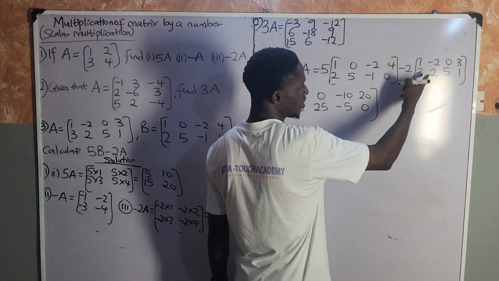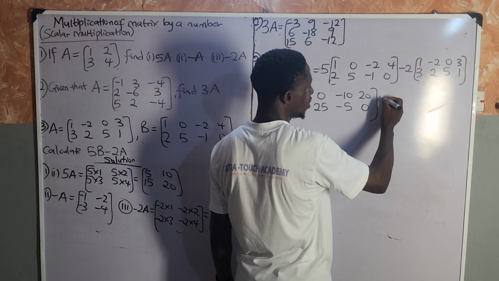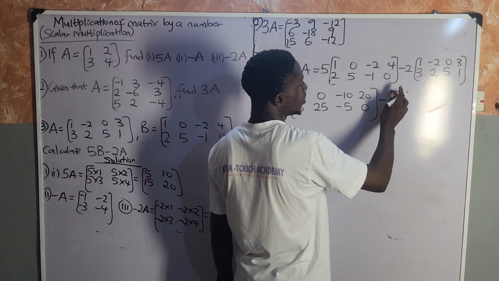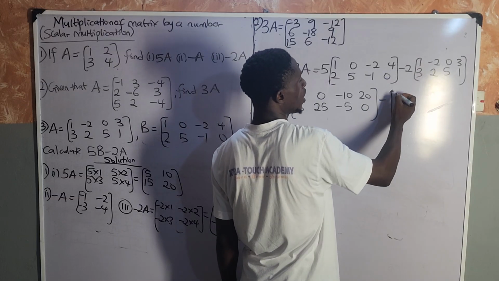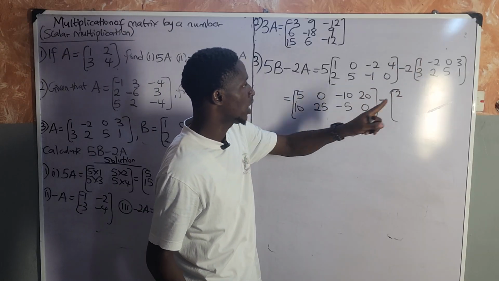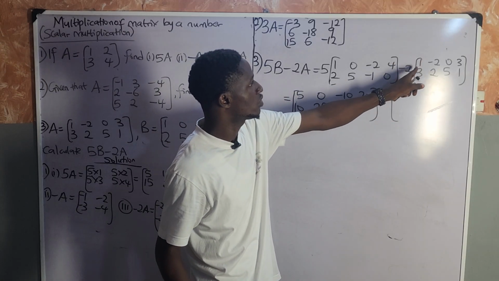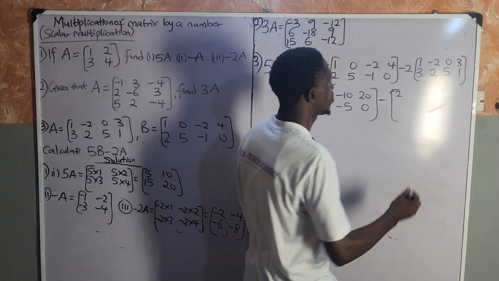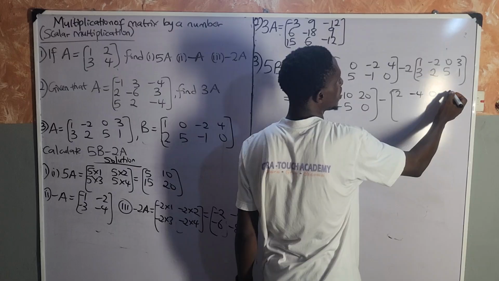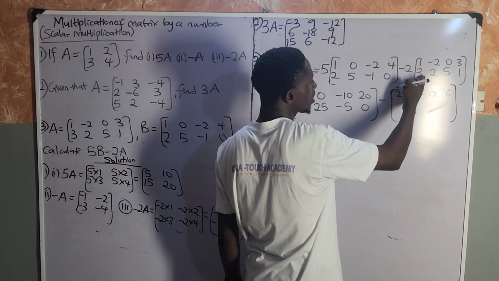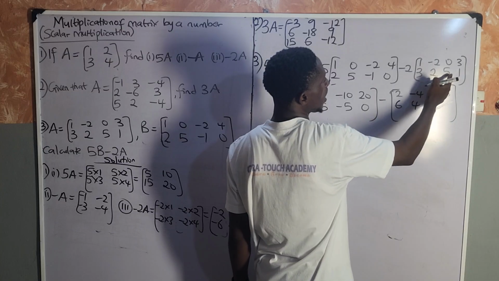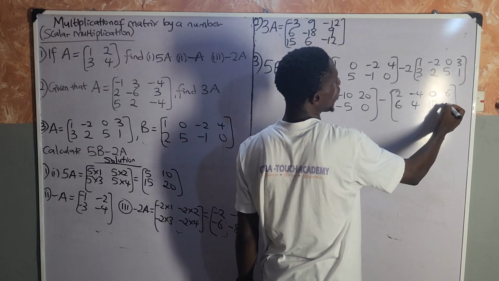Then there's a minus here. Take note of that. Minus 2. Let me use 2 so that it's going to make sense. So let's say we have 2 times 1, 2. I'm just trying to use this 2, and when I'm done, I will now subtract. 2 times 1, 2. 2 times minus 2 is minus 4. 2 times 0, 0. 2 times 3, 6. 2 times 3, 6. 2 times 2, 4. 2 times 5, 10. 2 times 1, 2.